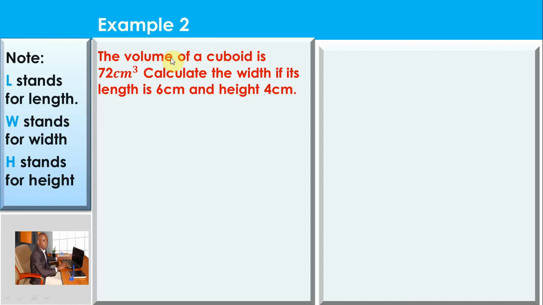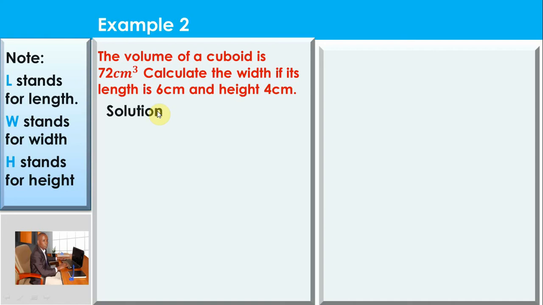Calculate the width if its length is 6 centimeters and height 4 centimeters. Now, when you read this question carefully, the volume of a cuboid is given as 72 cubic centimeters. What they are saying is to calculate the width, meaning the width is not given, but they have given us the length and the height. So in this case, we can say solution.